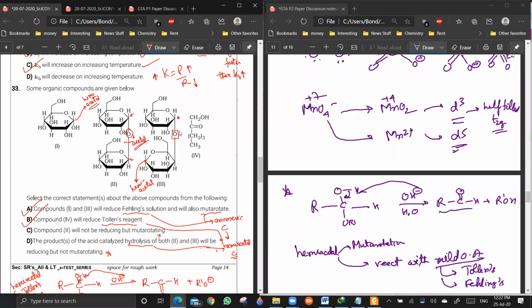Getting my point? If you are doing this, yes sir, then this will become a hemiacetal carbon. Here it is already a hemiacetal. So its product will give the Tollens test and the Fehling test. Are you getting my point? Everyone clear on this? If a question comes from this concept, you should not miss it. Even if the question looks scary, it is actually an easy question.